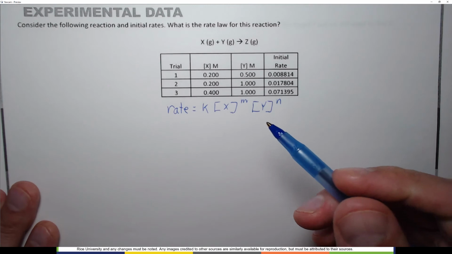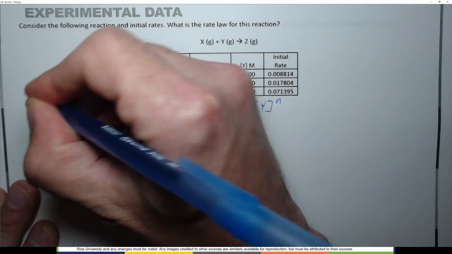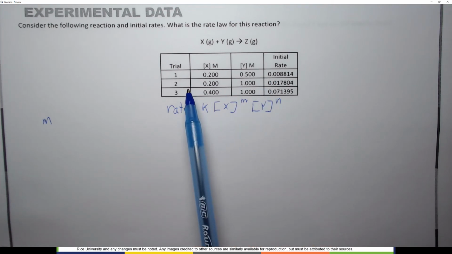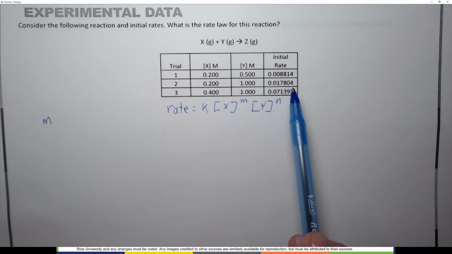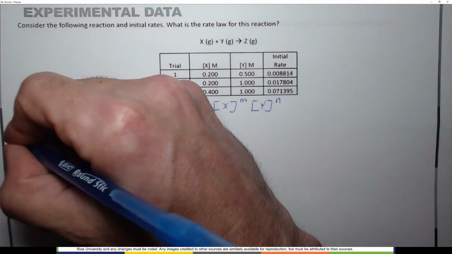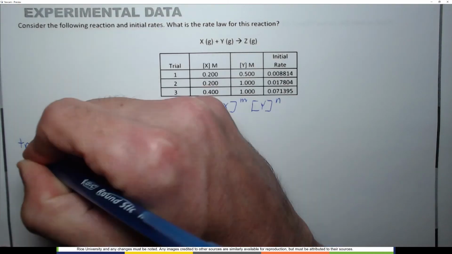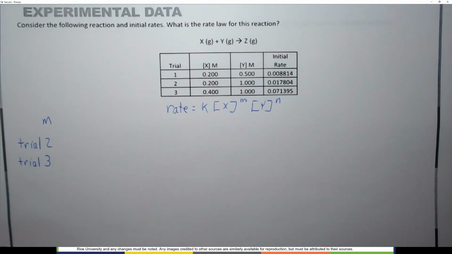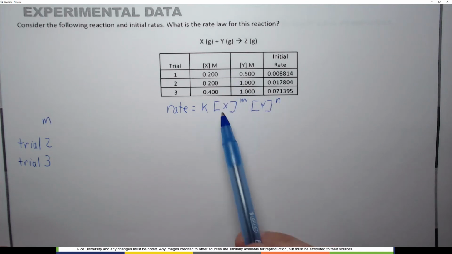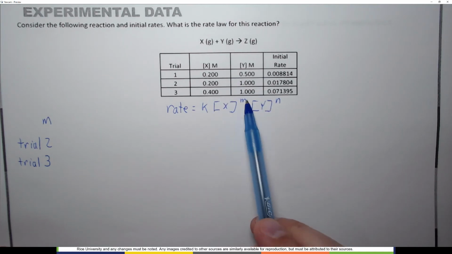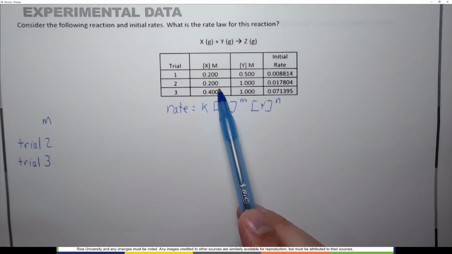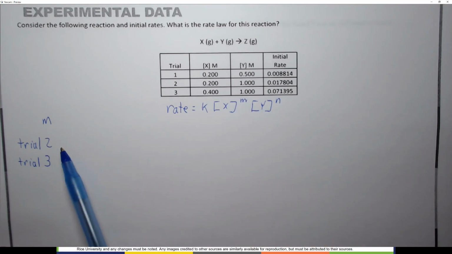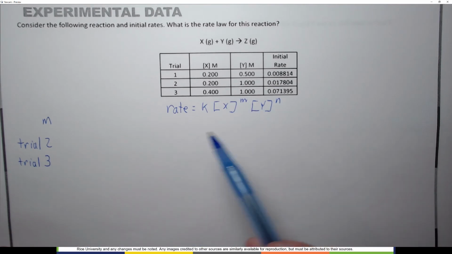So let's look at trying to find m. The first thing we're going to try to find is m. In order to find m, I need to compare trials where x changes and y doesn't change. So specifically, I need to compare trial 2 and trial 3. Why did I pick trial 2 and 3 to find m? Because I care about the concentration of x related to m. The concentration of x changes, it doubles, and the concentration of y remains the same. That's how I decided.